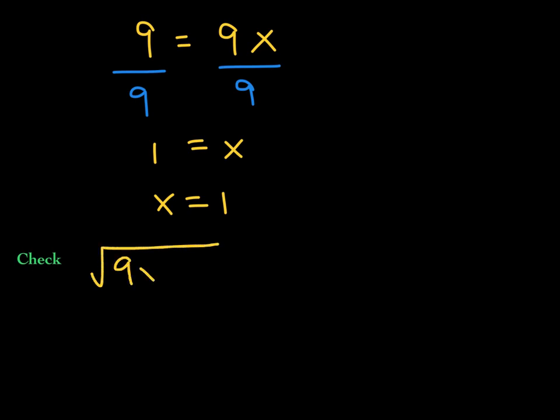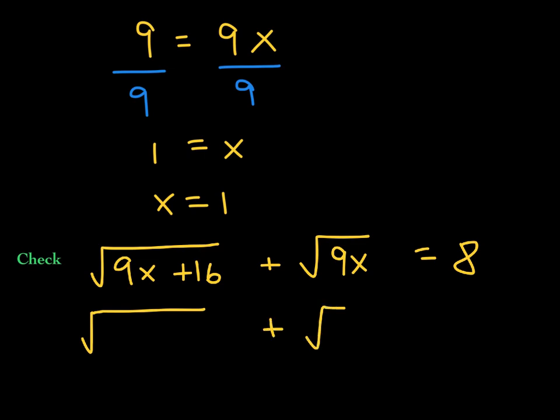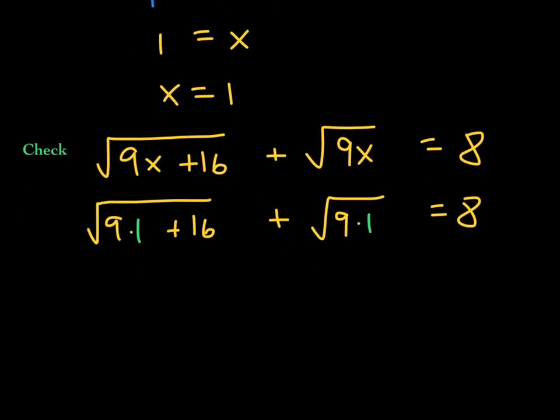Here's the original equation. Make sure I wrote it down correctly. Yeah, we're good. So we're going to substitute in 1, wherever there's a variable. All right, here we go. So 1 goes in for this x, 1 goes in for that x.